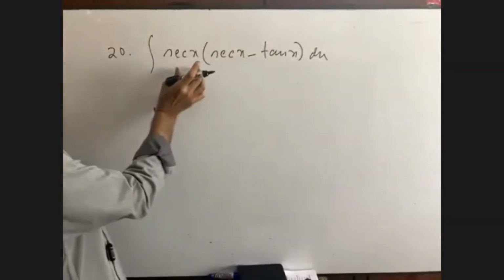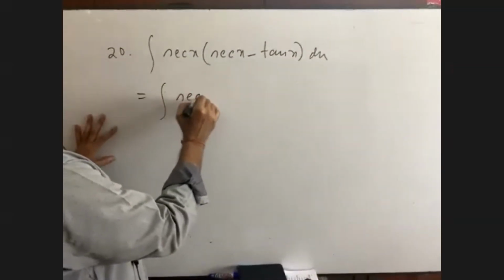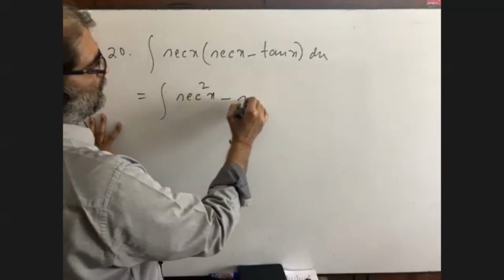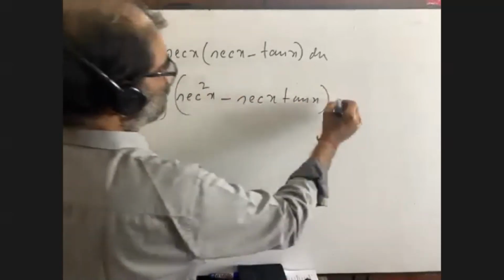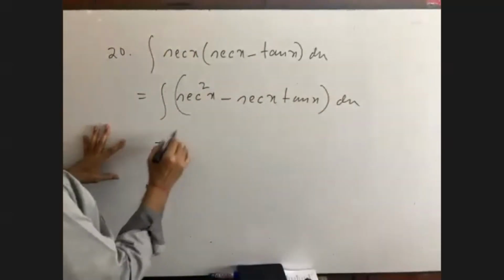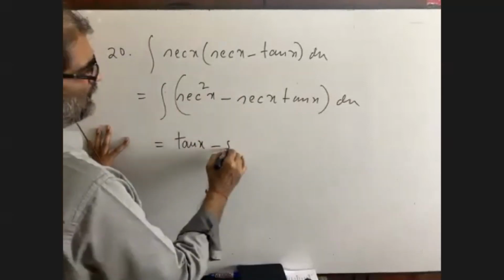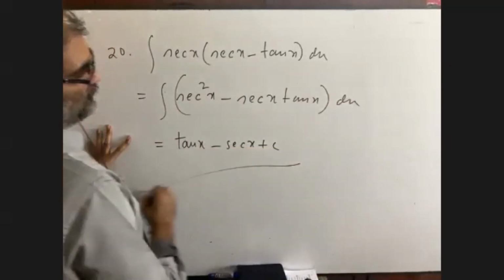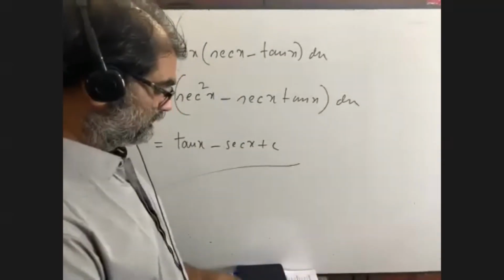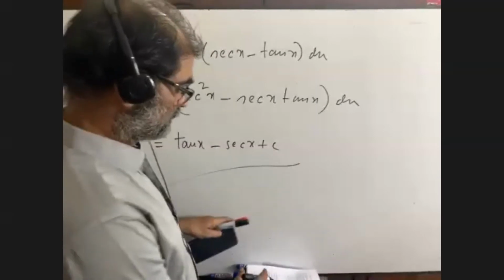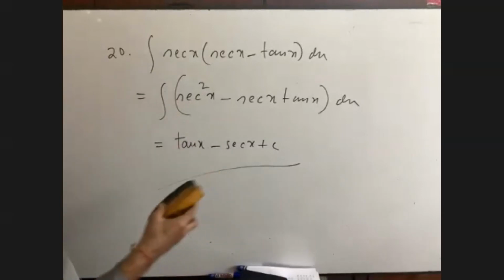Okay, it is also in the form of multiplication and we'll avoid it always. So it is sec square x minus sec x tan x dx. Let me know. Sec square x means what? Tan x, and it is only sec x. So we're done. Is it okay?